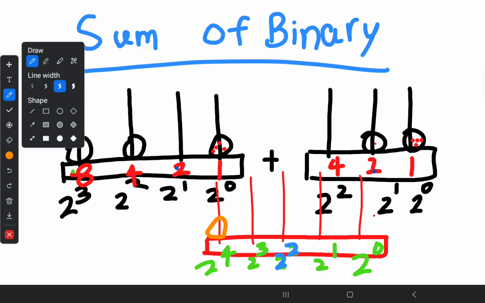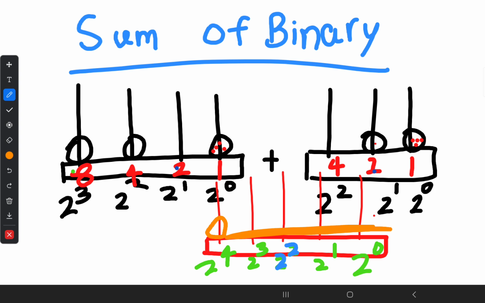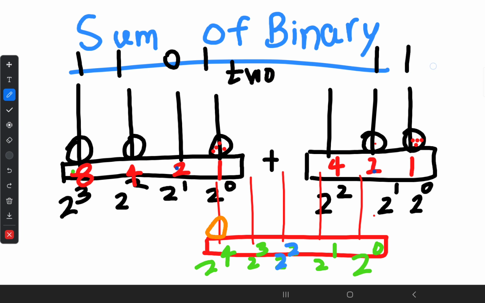There is nothing else over here. So finally, the sum of these two would be a 2 to the power of 4 block. So how can we write the answer? Here it would be 1101 base 2 added with 11 base 2.